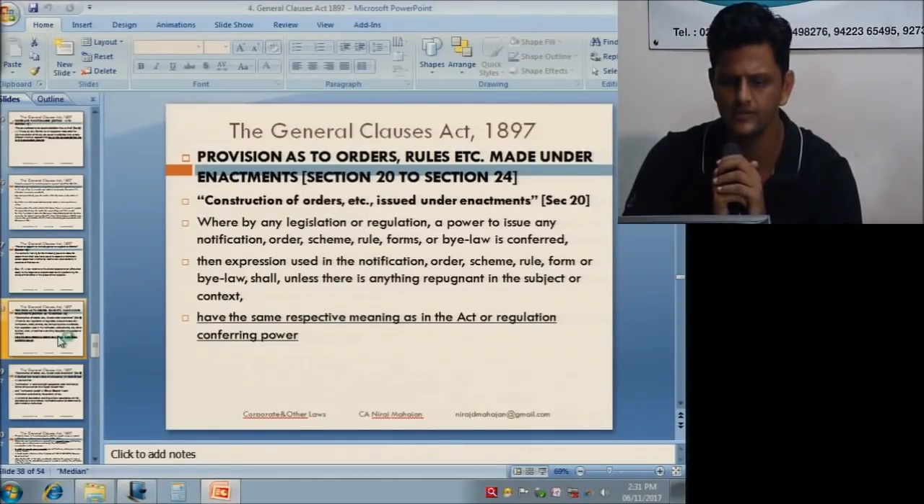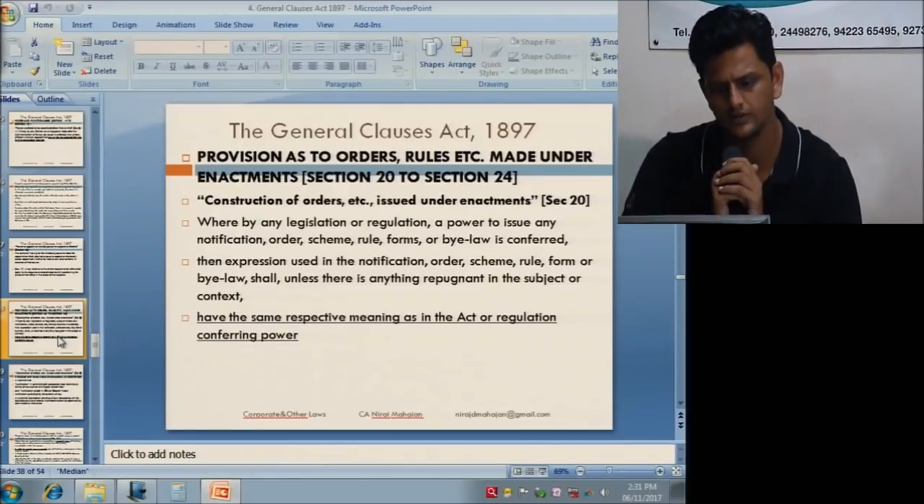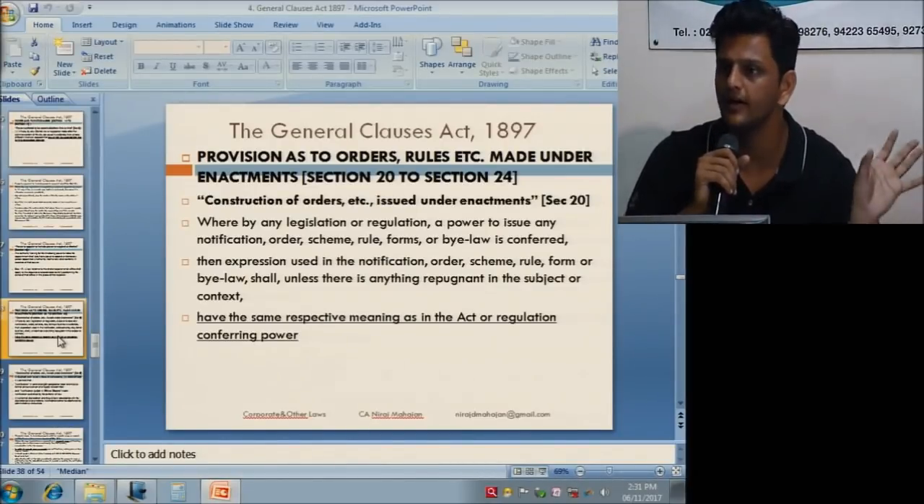Okay, what is it exactly? The expression used in the notification, order, scheme, etc. shall, unless there is anything contrary in the subject or context, have the same respective meaning as in the act. Whatever words are used in all these documents, those words will have the same meaning as given in the act.